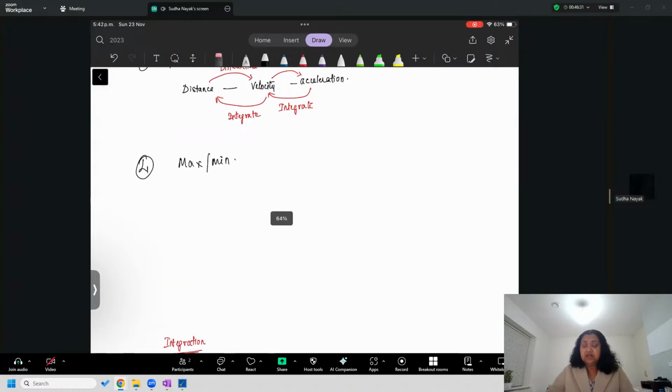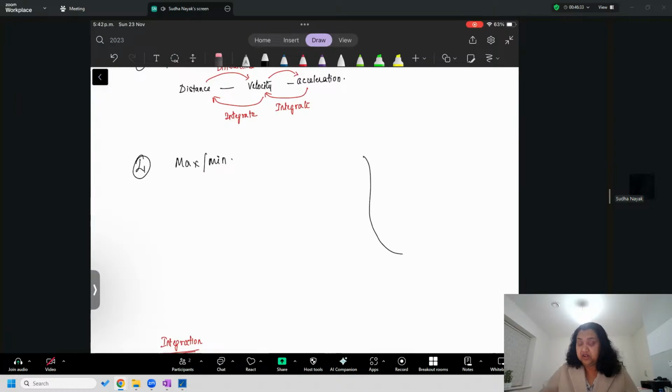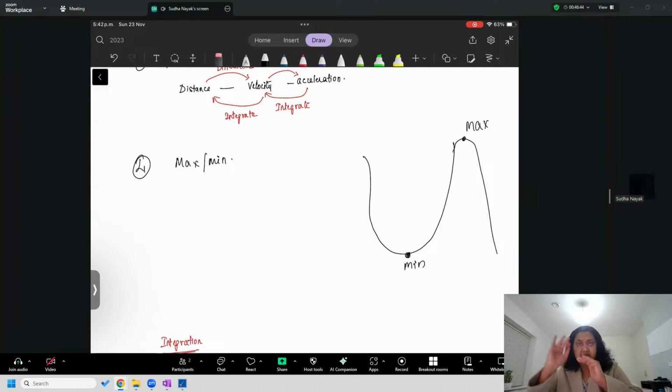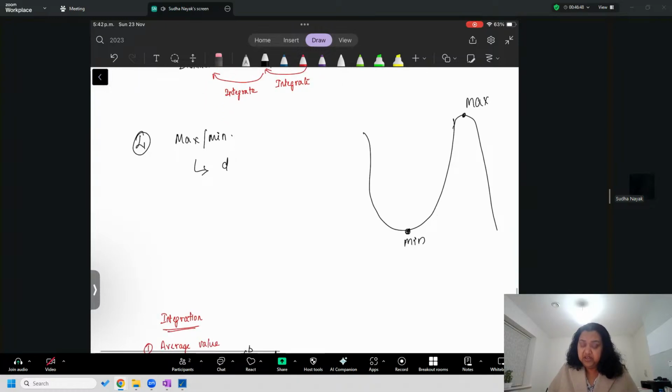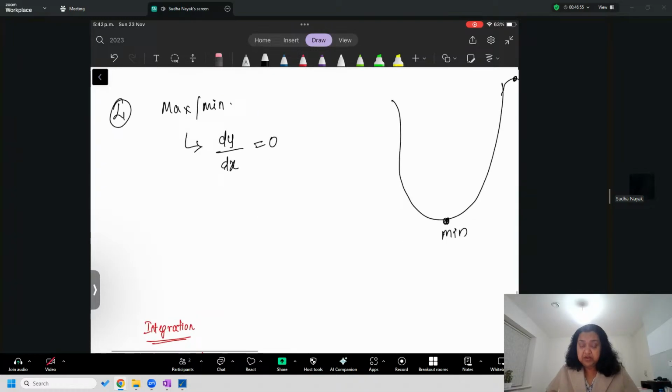So what is the concept of max and min? Suppose you have a graph like this: this is the minimum point of the graph. And suppose the graph is coming like this: this is the maximum point of the graph. That's it. Where it will hit low, where it will hit up. And the condition for max and min is dy over dx will be equal to 0. Max and min, dy by dx is equal to 0. This is the main thing which you have to remember.